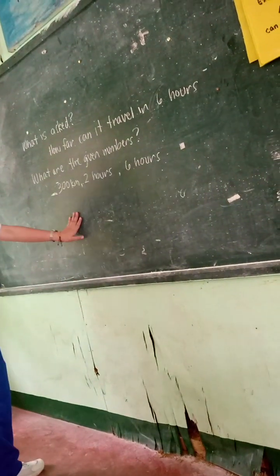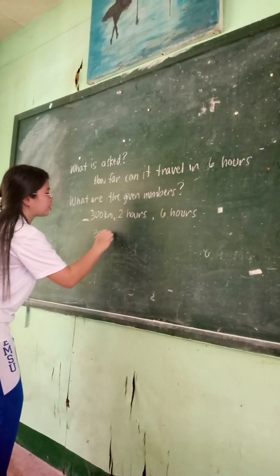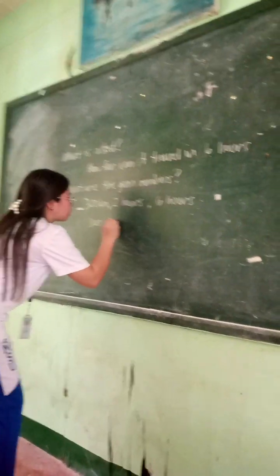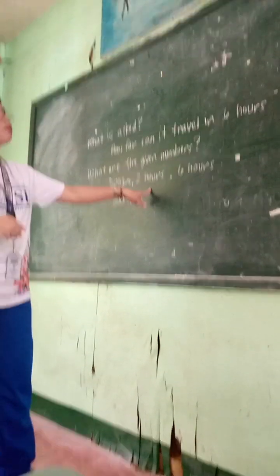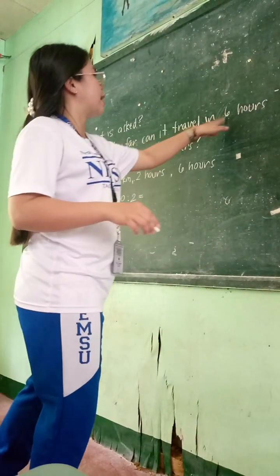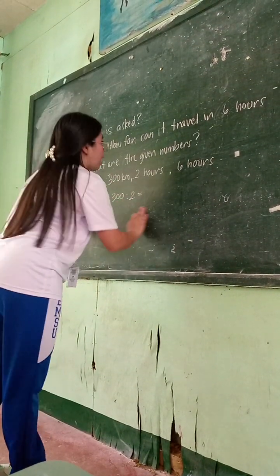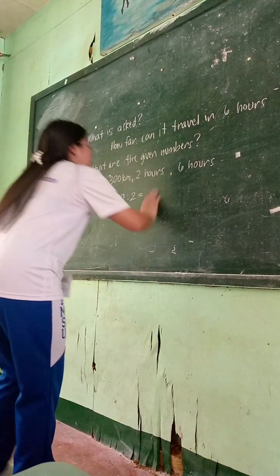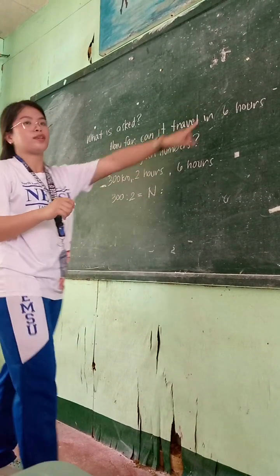First, we are going to write it in column form. The first term here is 300. 300 is to 2 hours. What is asked here is, how far can it travel in 6 hours? So this is the missing term. n is to 6 hours.